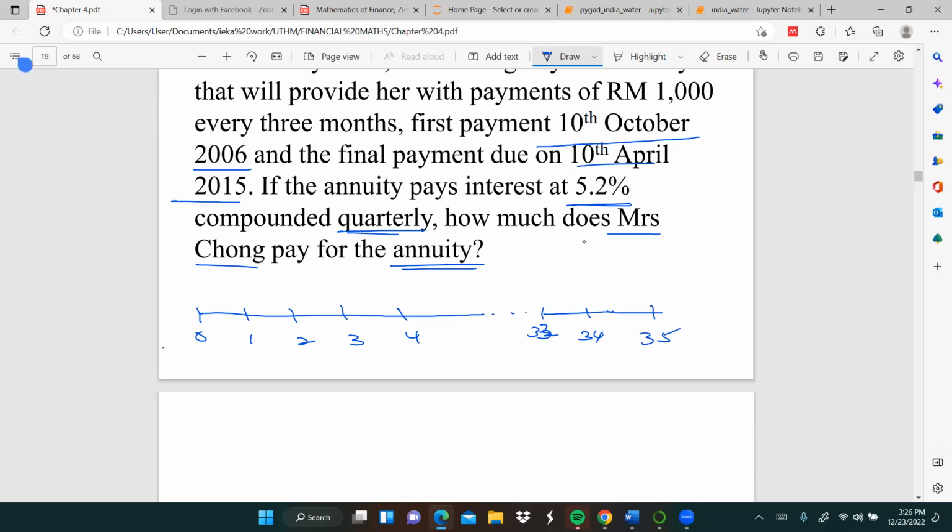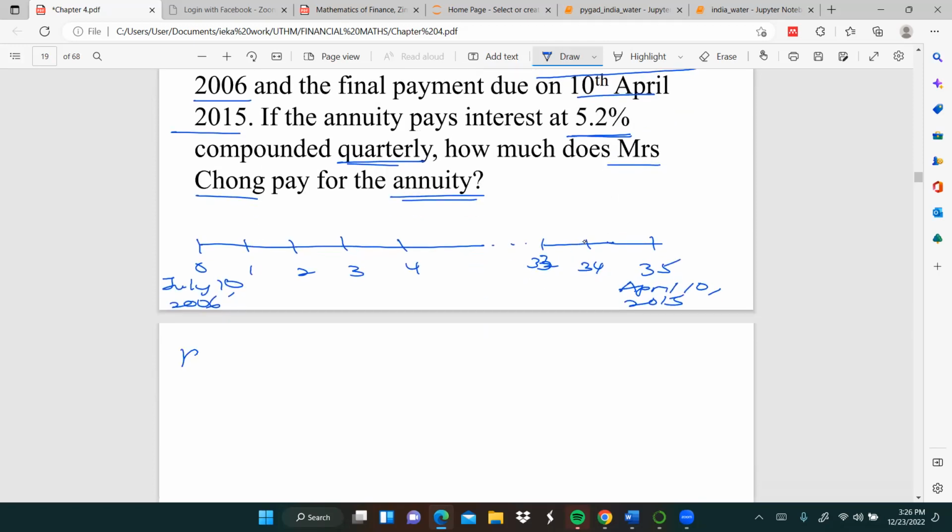Okay, so this is July 1. Tahun yang sama, okay, July 10, 2006. Okay, dia dah bagi tahu dah sebenarnya dekat dalam kenyataan tu. Okay, last kali payment dia adalah April 10, 2015. Okay, so we have, okay, dia dapat setiap bulan dia kata sebanyak 1,000.